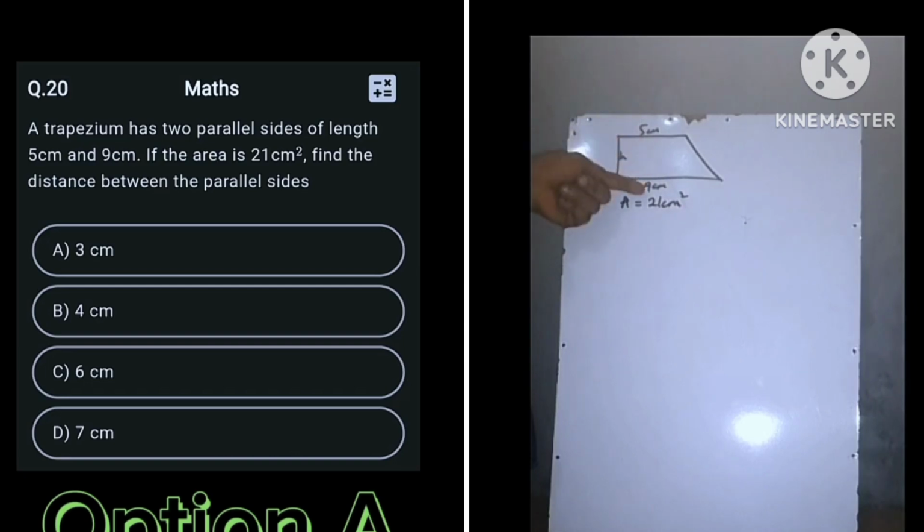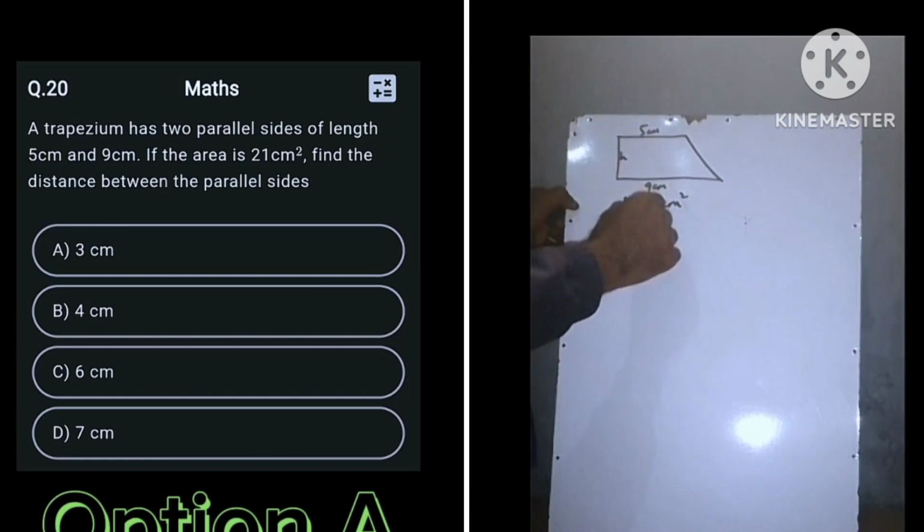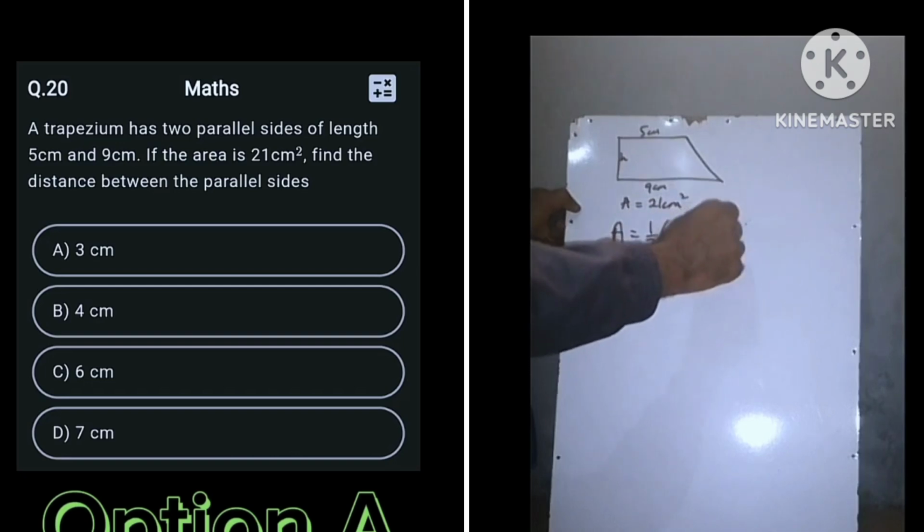These are the parallel sides. The smaller one is the up, and the bigger one is the down. So the distance between them is the height. Since they give us the area, we need to know the area of a trapezoid. Area of a trapezoid is 1/2 bracket A plus B bracket H.